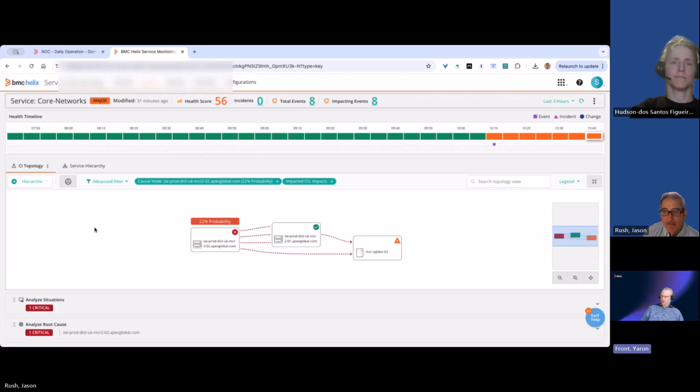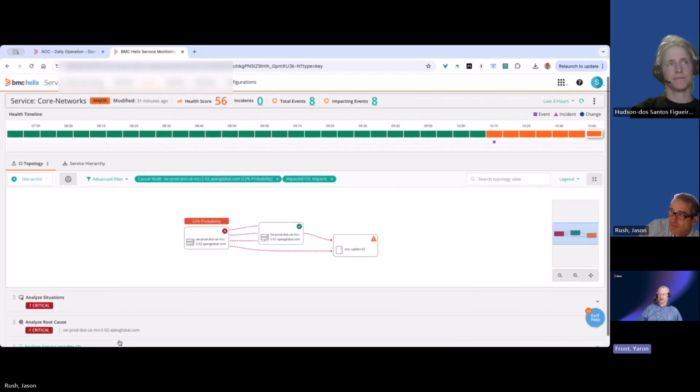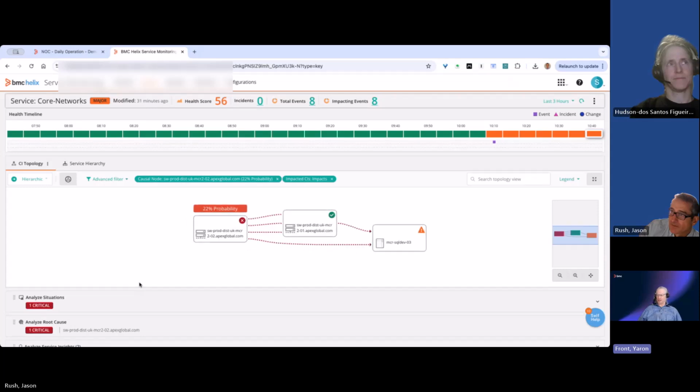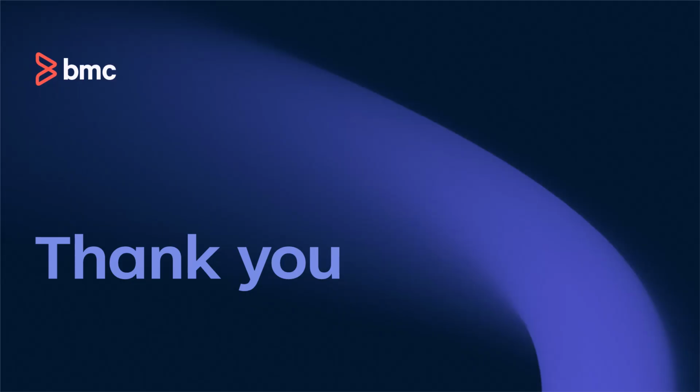That is very interesting and very cool, honestly. The fact that you can look at situations, look at a service. So what we're looking at right now is a view of a specific service. You can see the topology, you can see root cause, you can see the health timeline, and then you can drill down into situations. That's all very interesting and good to see.